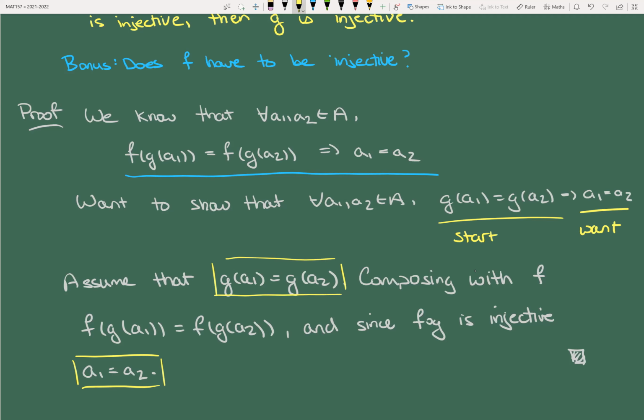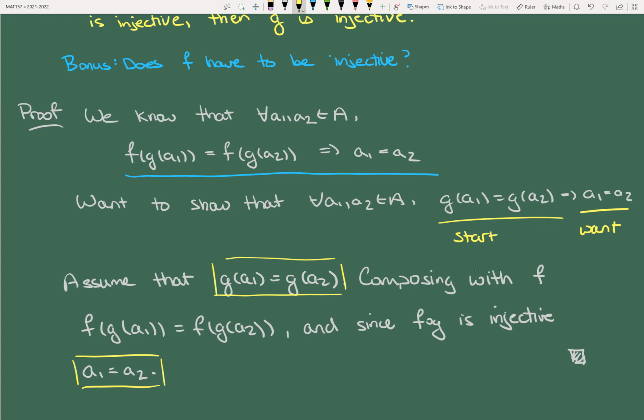Okay, so I've kind of told you the answer to the bonus question. I've said, listen, F does not need to be injective, right? F doesn't need to be injective. Does anyone have a counterexample, an example where F is not injective, but the composition of F and G is?